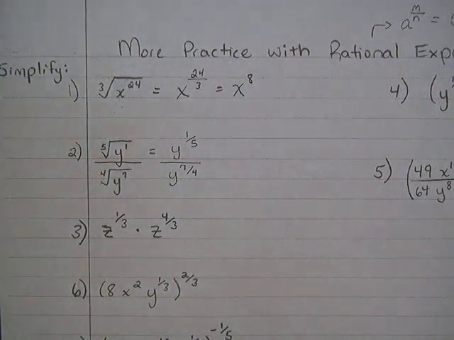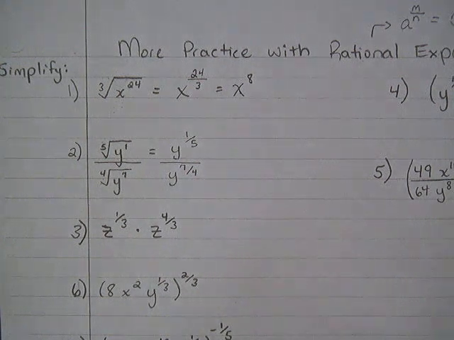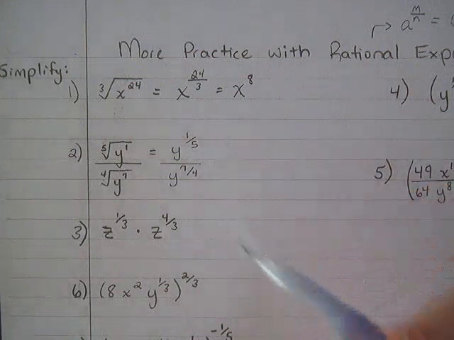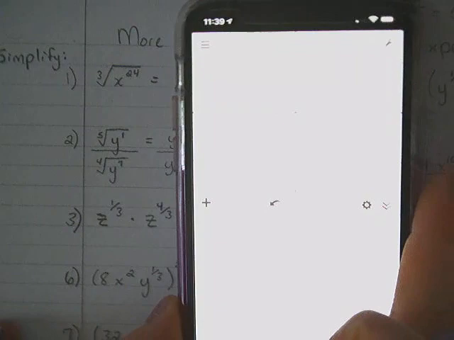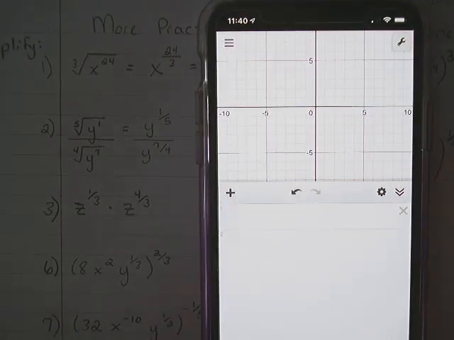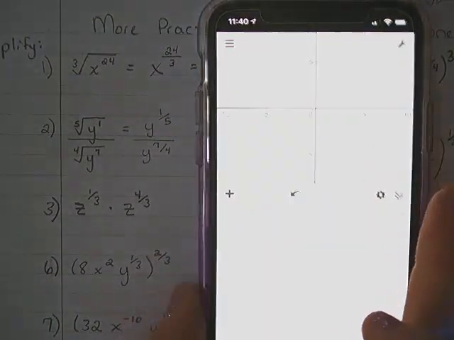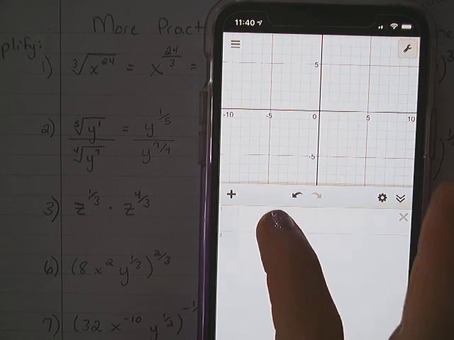And so if you are not real great with combining, or in this case, we have to subtract our exponents here, you can always use your calculator. Okay, so I'm going to show you how you can use the Desmos app to help you with that. Remember, you always end up putting your answer where the bigger exponent is. And so if you're not sure which one is bigger, you can always type it in.